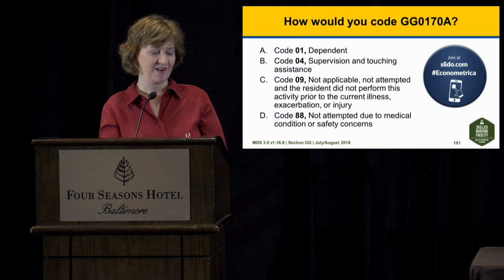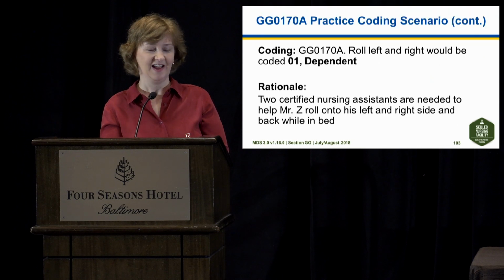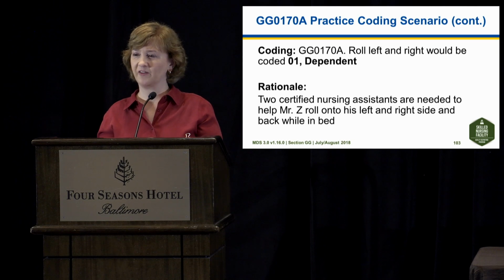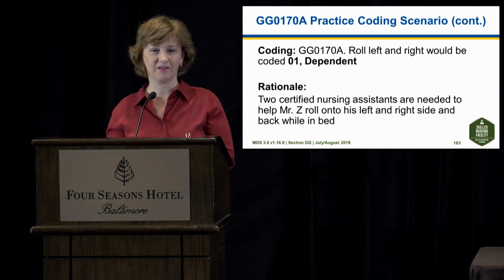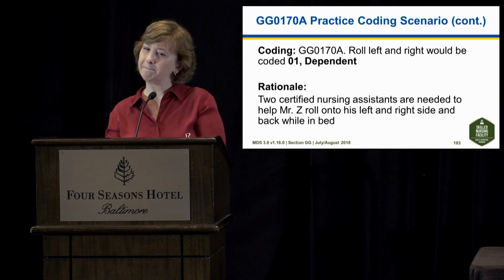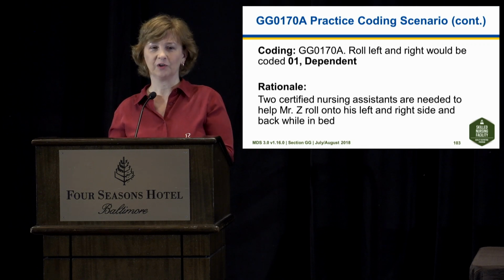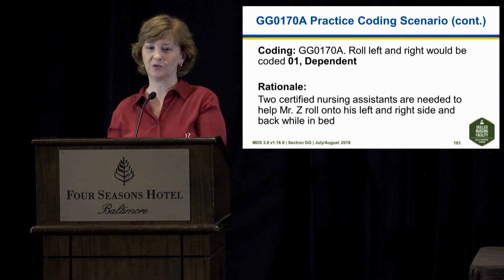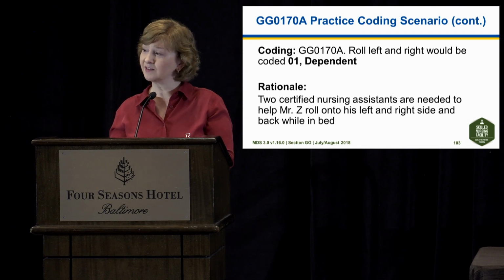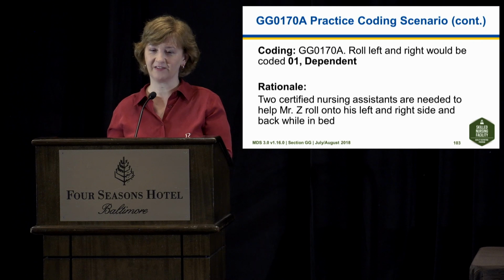And so you will see the check mark up with the 1, and again, the rationale is that you have 2 helpers. I know one of the questions that sometimes has come in through help desk is if the resident is doing a bit of the effort, your instructions are to code 2, but what if the person is doing a little bit of the effort and there's 2 people providing assistance?